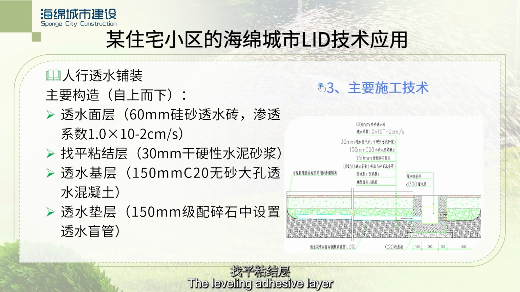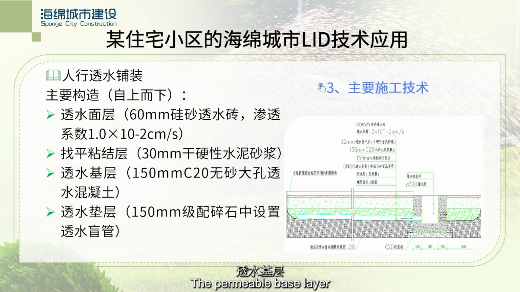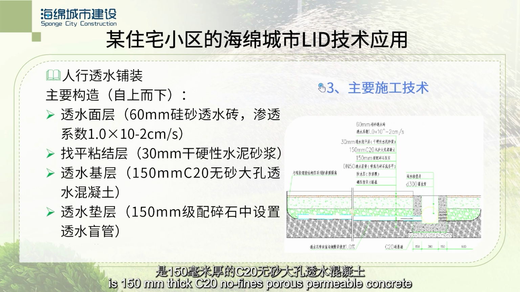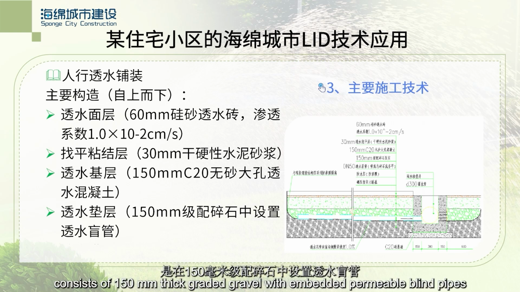The leveling adhesive layer consists of 30 mm thick dry, stiff cement mortar. The permeable base layer is 150 mm thick C20 no fines porous permeable concrete. The permeable cushion layer consists of 150 mm thick graded gravel with embedded permeable blind pipes.